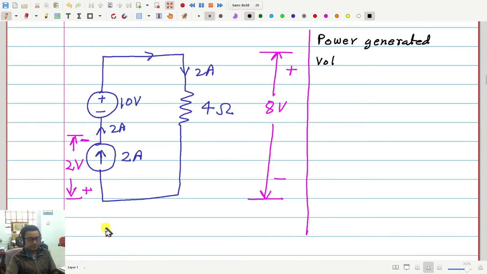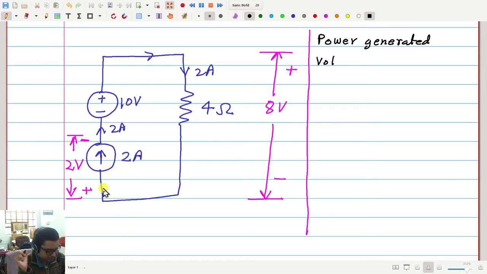Sir, here in this question, the current source also has some voltage. So can we say it is a voltage source? No, the definition of a voltage source is that the voltage is constant and does not depend on anything outside. Of course, a current source will have a voltage across it.